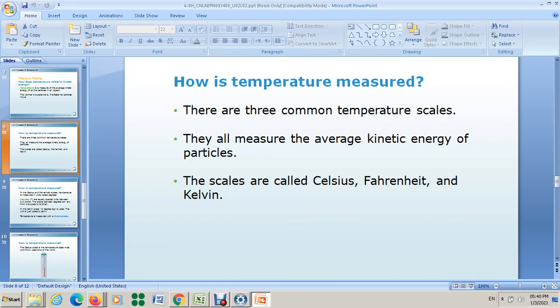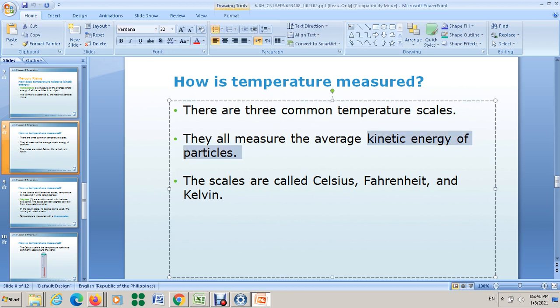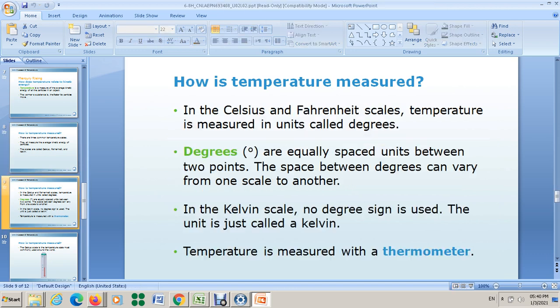Hello everyone. In the previous video we were talking about the temperature and how to measure the temperature. We have mentioned that there are three common temperature scales and they all measure the average kinetic energy of particles. It's very important because we're talking about the temperature. All of them, they are measuring what? The average kinetic energy of particles. We have mentioned these scales. What are these scales? Celsius, Fahrenheit and Kelvin.